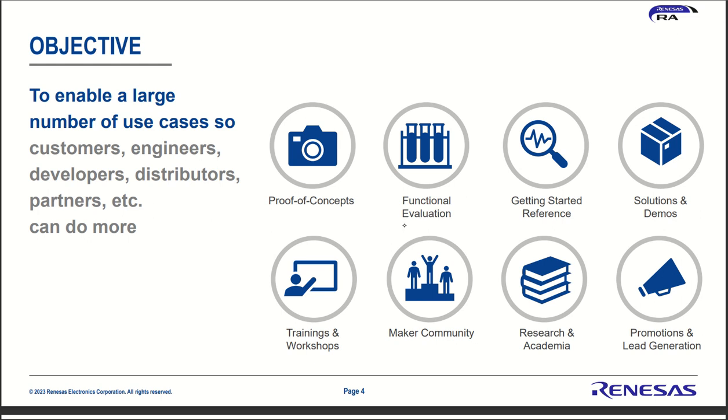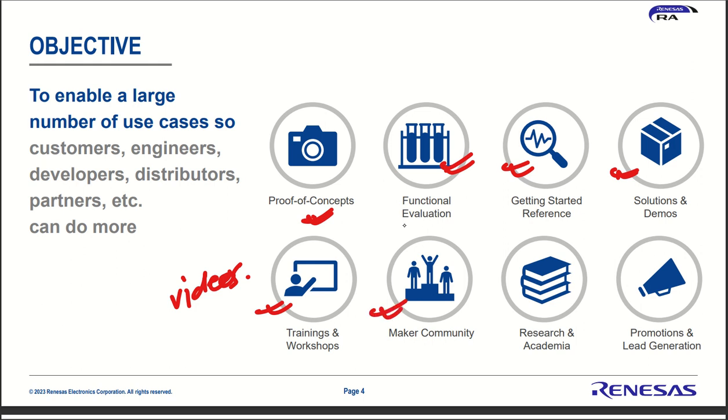Now, what are the objectives? So, objectives is basically it can go for proof of concepts. It can help you to evaluate functionally. It can give you getting started references, solutions, and demos are also available. Many different demo codes or demo firmware is already available, that is called sample codes, and a lot of trainings and workshops are also available from Renesas directly, like a lot of video courses. So those videos you can watch and see.